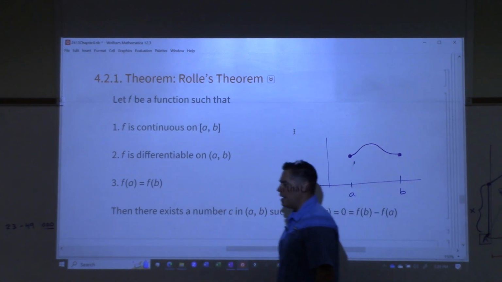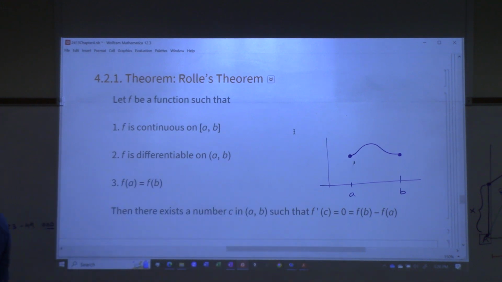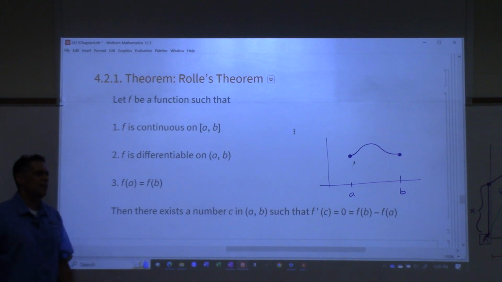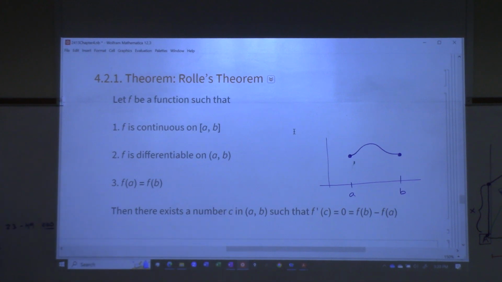All right, look at that picture right there. Do you agree that that picture satisfies every single one of these conditions? Is that a continuous function on that closed interval? Yes? Is it differentiable everywhere? How do you know that? Continuity implies differentiability or the other way around? You have to be careful with that. Can you be continuous and not be differentiable? Yes, you can be continuous and not differentiable. So you have to be a little bit careful.